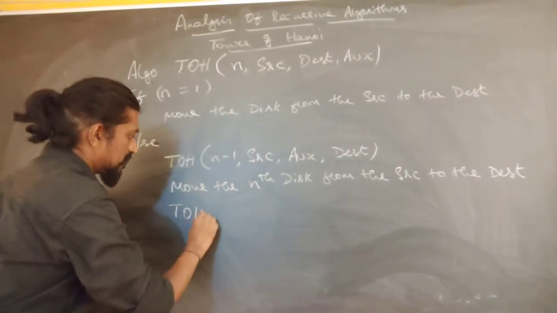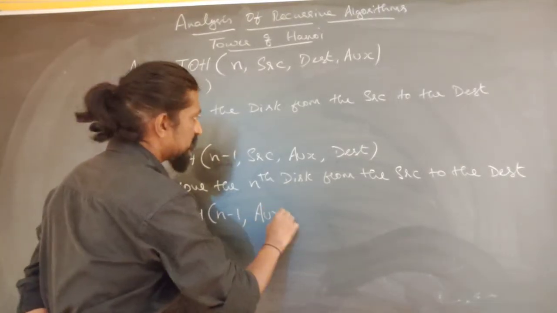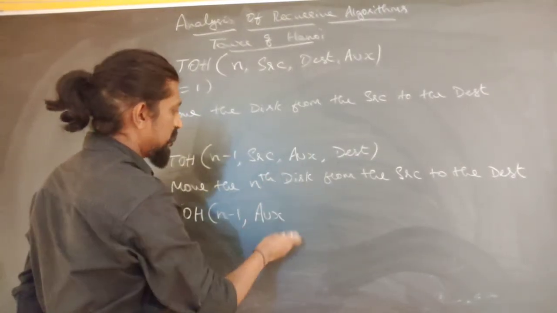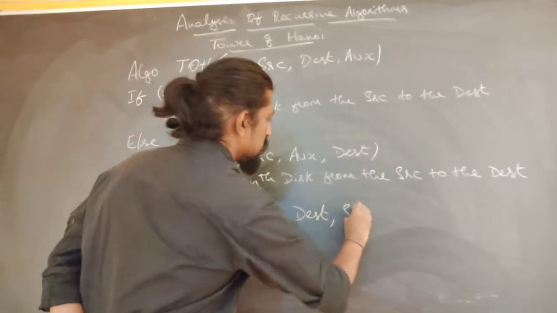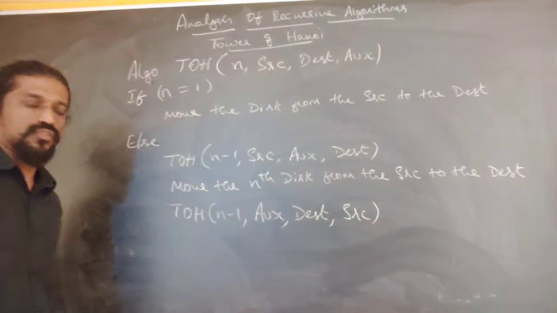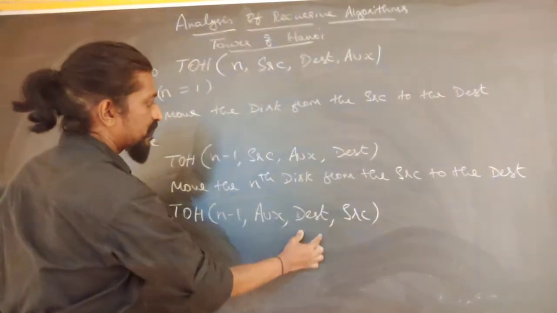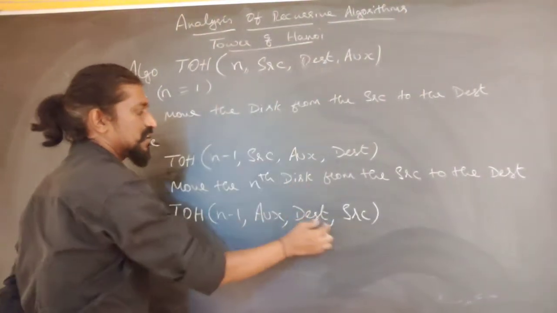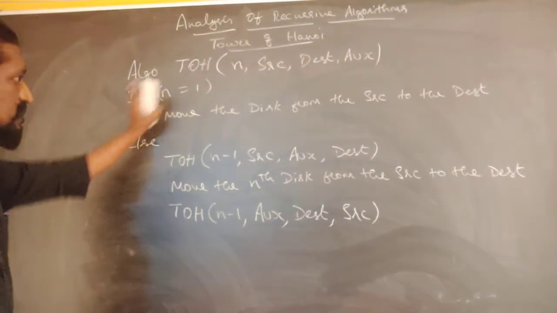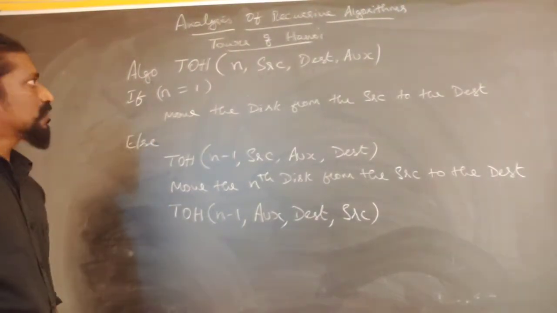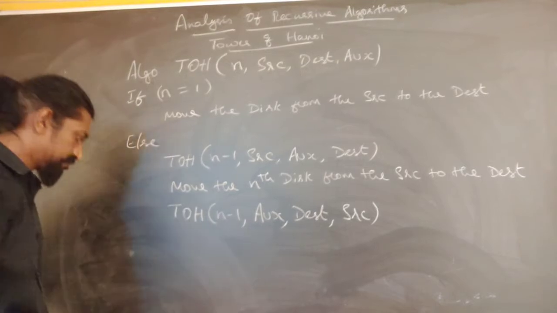Again, the last step: the n-1 disks which were moved to the auxiliary will be moved from the auxiliary to the destination using the source as the temporary storage. So now the auxiliary becomes the source, the destination will be the destination, and the source will become the auxiliary. Okay, so this is the algorithm for tower of Hanoi. This is not C code, this is pseudo code.